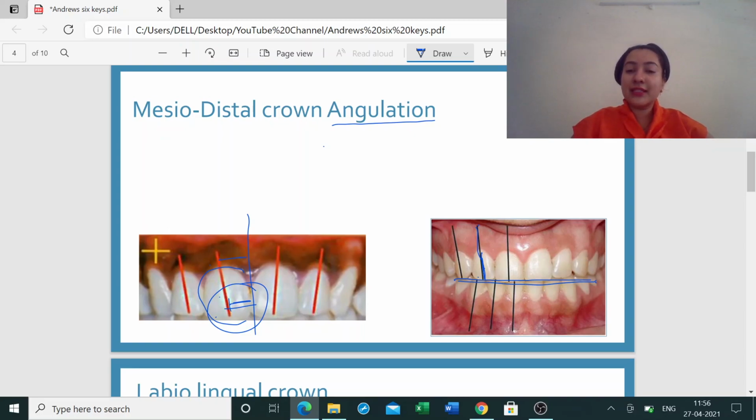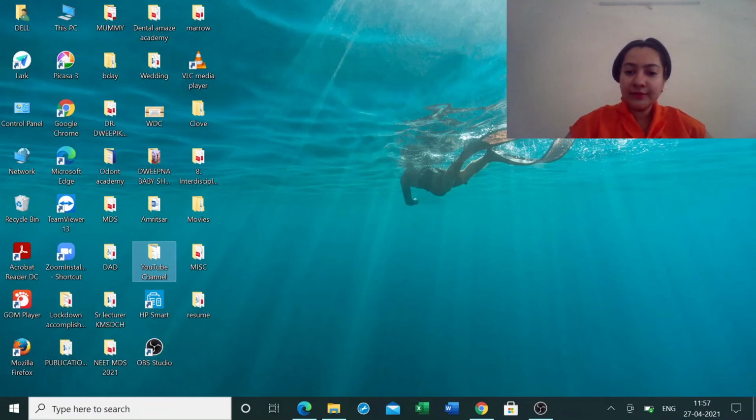Right? So this is the second key given by Andrews, which is known as mesiodistal crown angulation, which is defined as the angulation made by a line drawn perpendicular to the occlusal plane. So if this is the occlusal plane, and this is the line which is drawn perpendicular to it, the angulation which you get is your mesiodistal crown angulation, right? I hope it is clear.